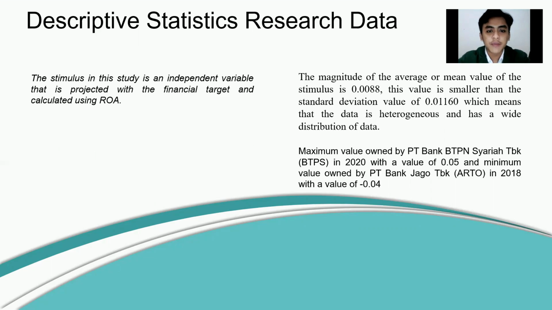Stimulus in this study is an independent variable that is projected with the financial target and calculated using ROA. The average value of the stimulus is 0.0088. This value is smaller than the standard deviation value of 0.01160, which means that the data is heterogeneous and has a wide distribution. The maximum value is owned by PT Bank BTPN Syariah in 2020 with a value of 0.05, and the minimum value is owned by PT Bank Jago in 2018 with a value of minus 0.04.